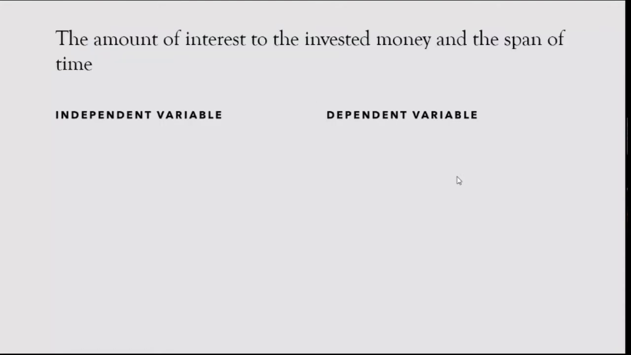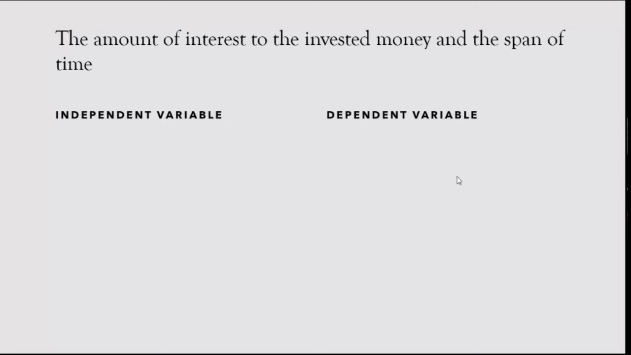Okay, let's have another relationship. This is another kind of variation. So the amount of interest to the invested money and the span of time. So as what we can see here, there is a word "and" between two variables. So ibig sabihin, there are two more variables. So we have here the amount of interest, yung relationship ng amount ng interest sa invested money and span of time. So it means that there are three variables involved here.